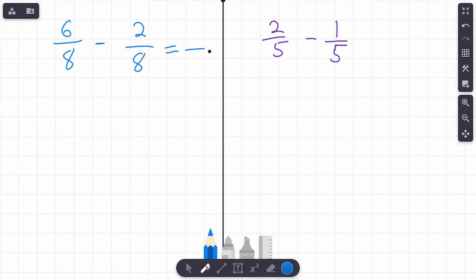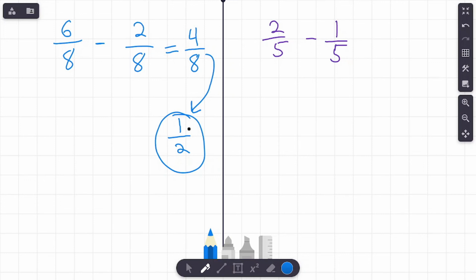subtract the numerators. 6 minus 2 is 4. We do not subtract the denominators. Since they are the same, it stays the same. So this is the exact answer I got in my head, 4/8. Some of you may be thinking, wait a second, Mr. C, isn't 4/8 equal to 1/2? And you are exactly correct. 4/8 and 1/2, both of those are the same.